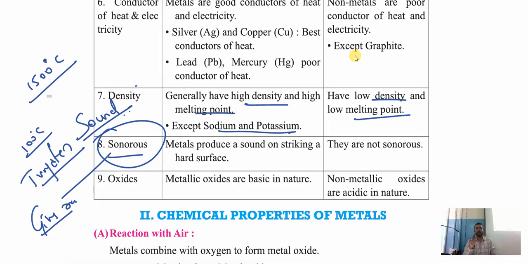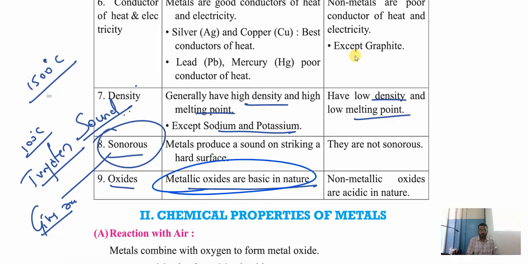Sonorous is nothing but sound. Lustrous is nothing but shine. Lustrous means shining. Sonorous means sound. Malleable, thin sheets. Ductile, thin wires. Concepts are clear? Very good. And oxides. Metallic oxides are basic in nature.